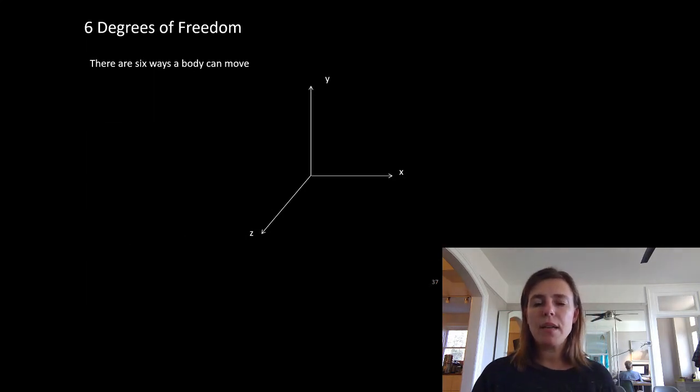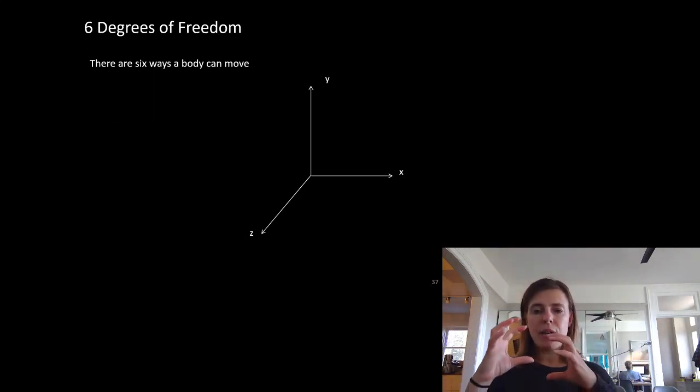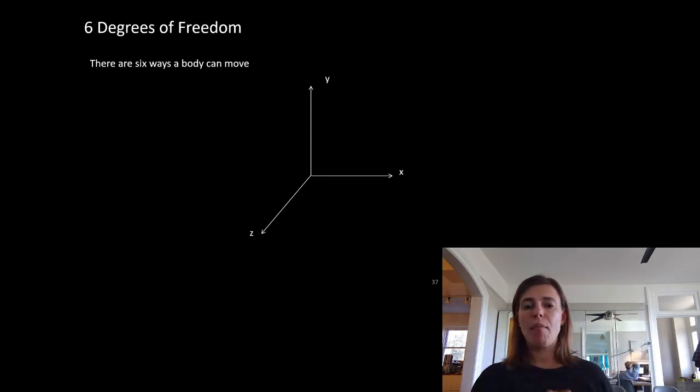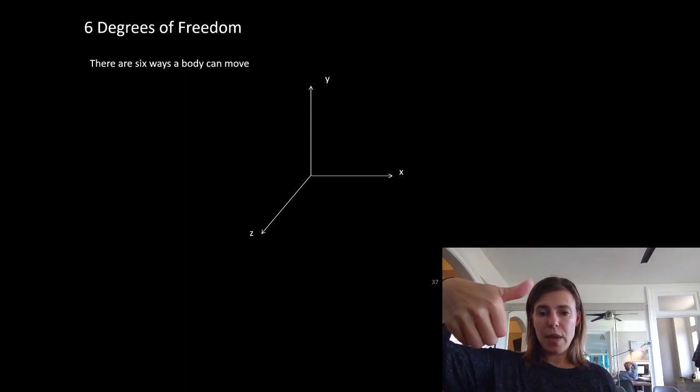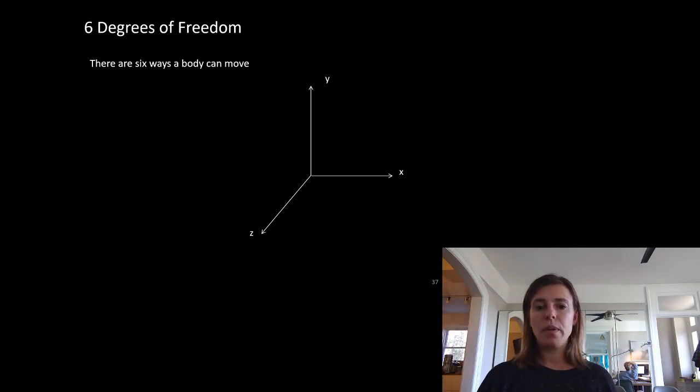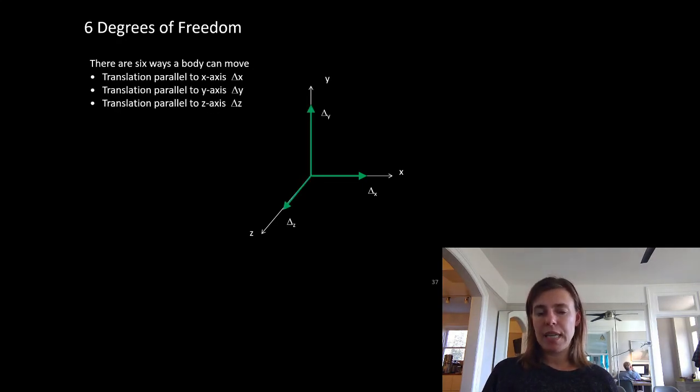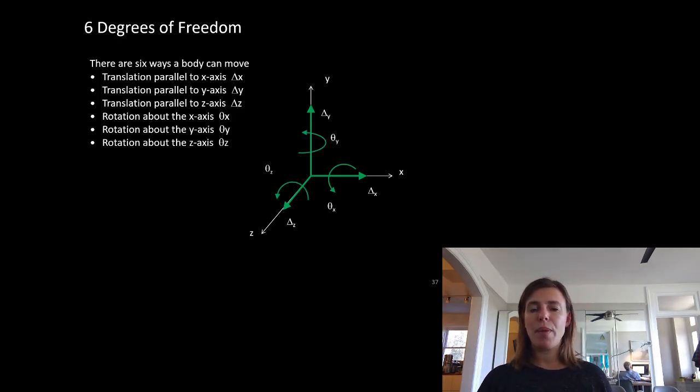So there are 6 ways a body can move. We can translate up and down, we can translate side to side, and we can translate back and forth. Y being our up and down axis, X being our left to right axis, and Z being our front to back axis. We can also spin about any of those axes. We can spin about the y-axis, the x-axis, and the z-axis. So we have translation in x, translation in y, translation in z. We have rotation about x, rotation about y, and rotation about z.